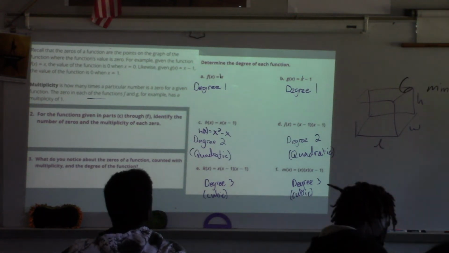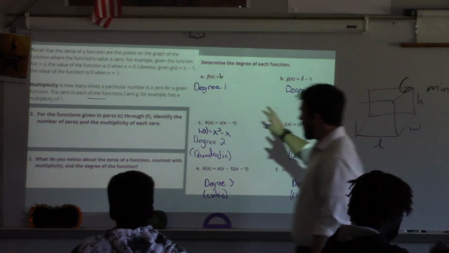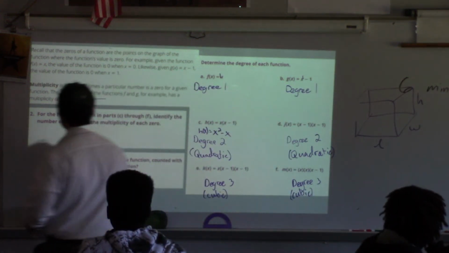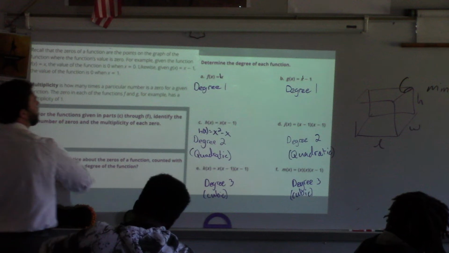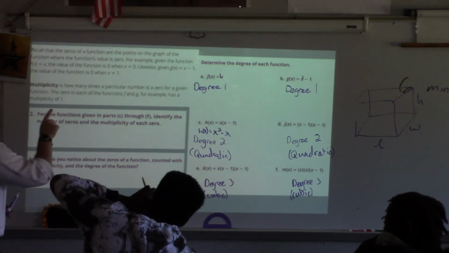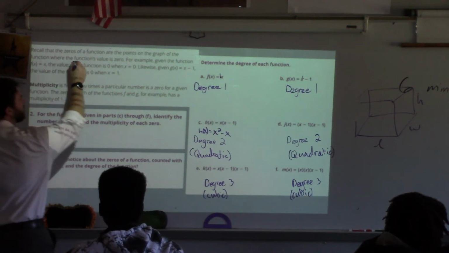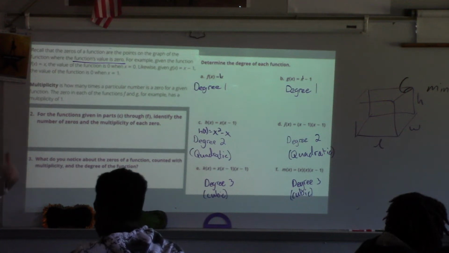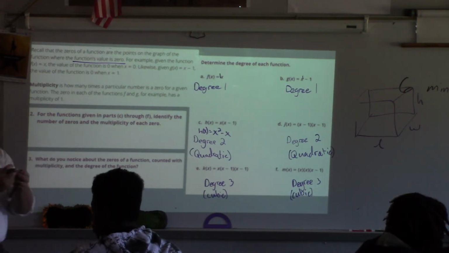Alright, just a couple minutes to cover a couple of things, but I want us to notice here in number 2, it's the same exact problems, but now we're talking about the zeros of a function, or the points on the graph of the function where the function's value is 0, right? Or if it's a real 0, what is it also called? It's intersecting the x-axis, so it's also called an x-intercept, right?